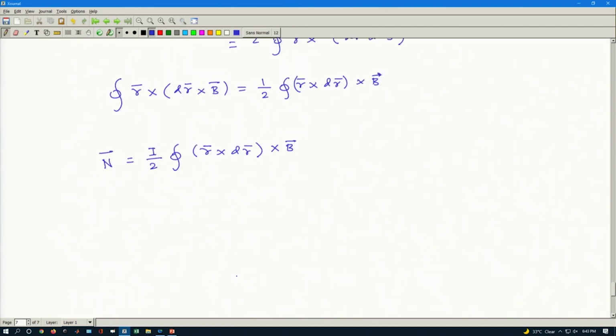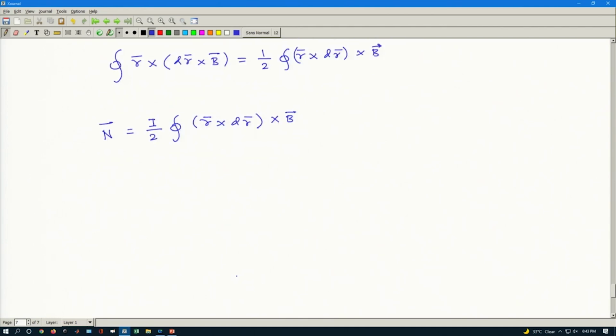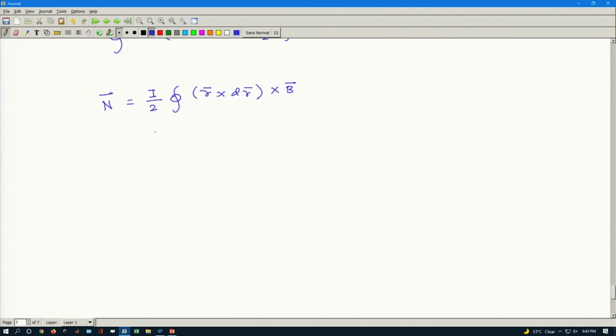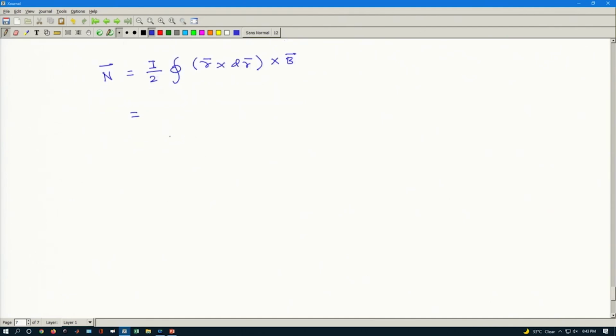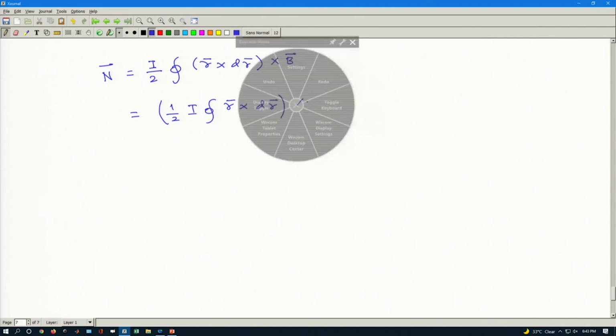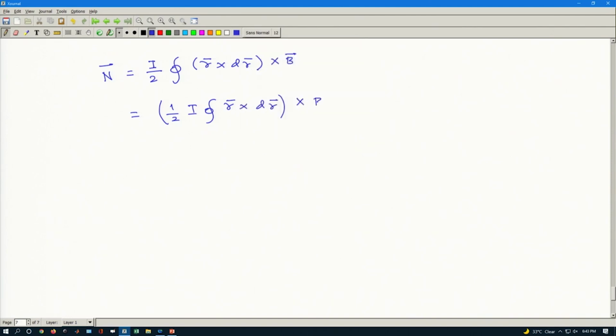So the point here is to write these things in r cross dr to get the feeling of the magnetic potential, magnetic moment, magnetic dipole moment. So, I can write this half of I integral r cross dr, bracket it, and then we have cross B. So, this quantity is m. So, I simply have m cross B.